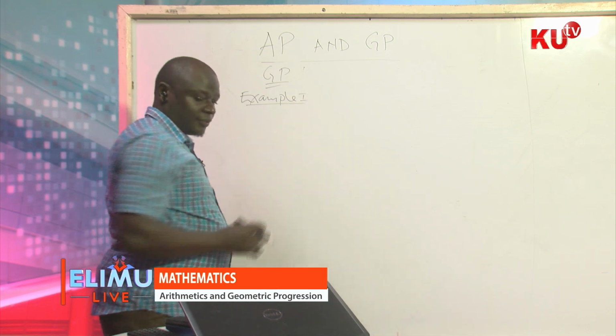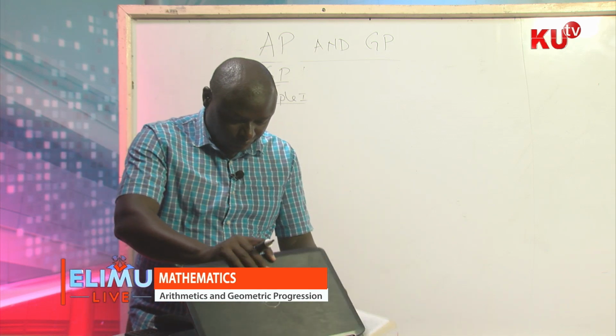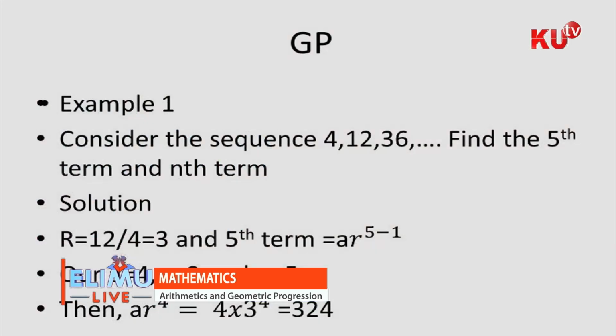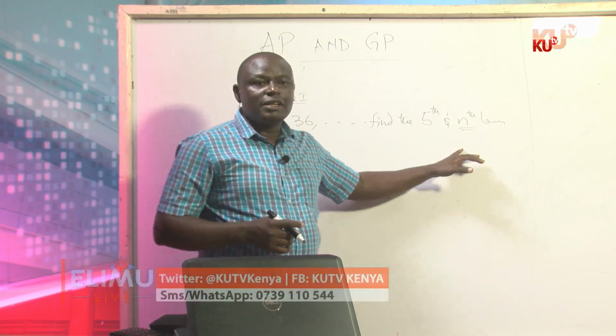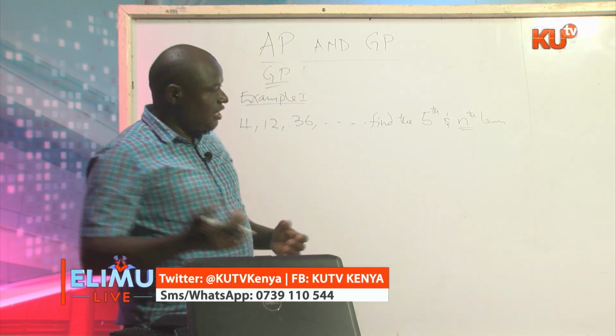Example number 1, we have a list of numbers. Consider the sequence 4, 12, 36, ... They want us to find the 5th term and the nth term. Nth term is the general term, so don't be worried by those wordings. Nth term simply implies the general term.